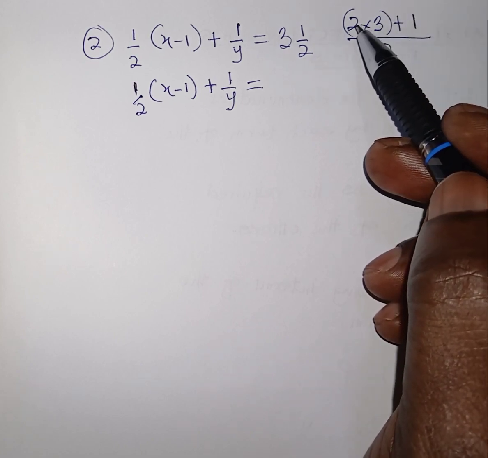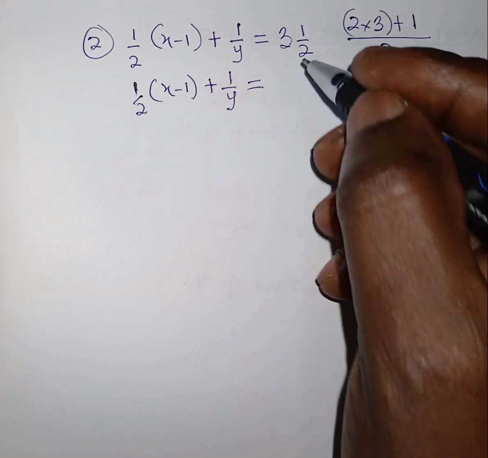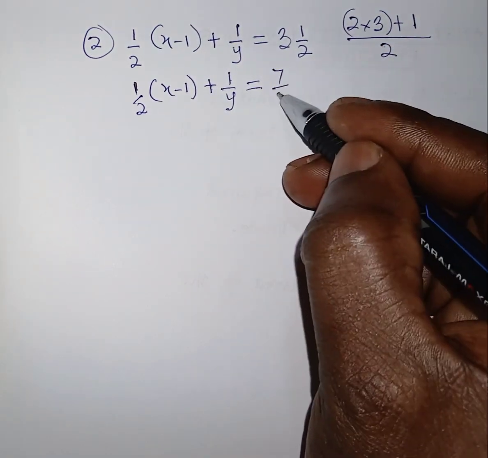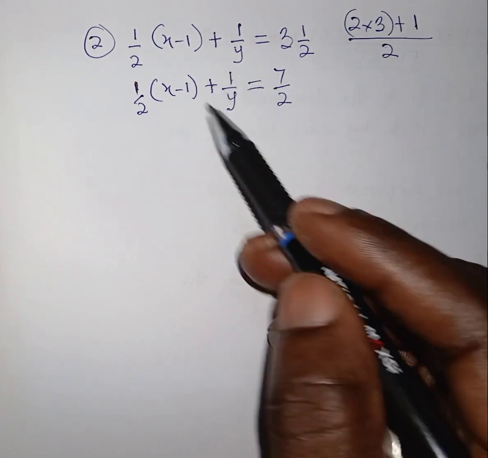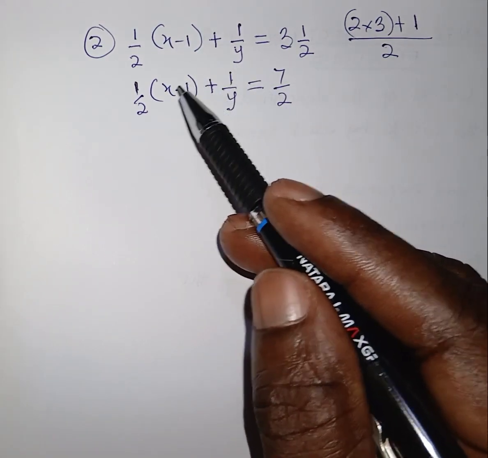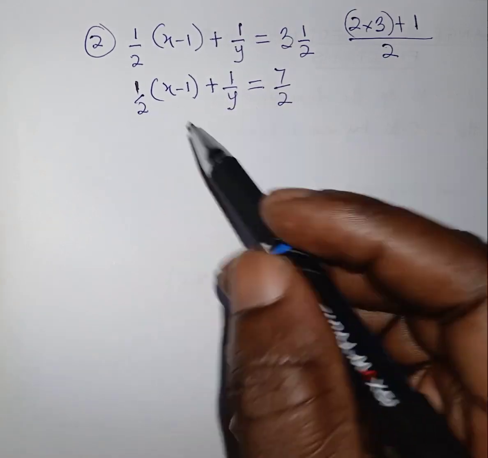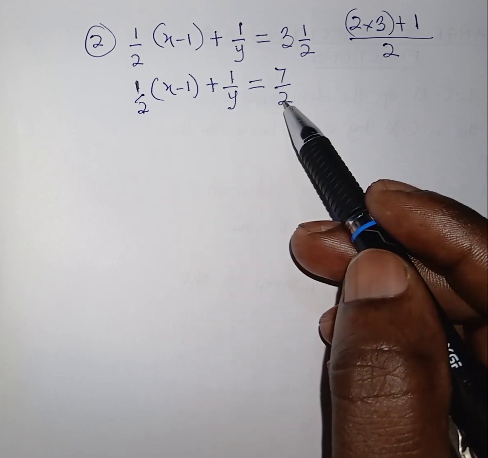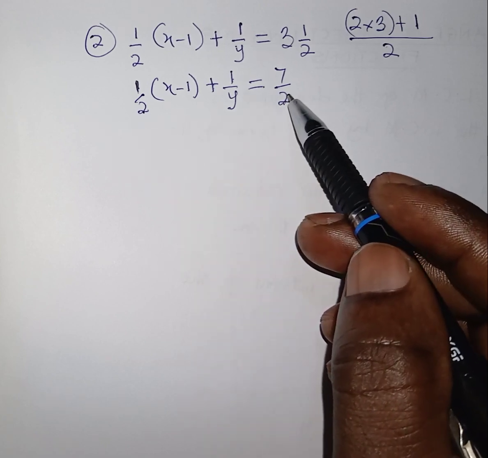If that is the case, then 2 times 3 gives us 6, plus 1 gives us 7, divided by 2. Good. So once you are able to change every mixed fraction to improper fraction, then you can go ahead and find your LCM. Looking at this one, you have 2 here, we have 2 here. So the 2 and 2 are common, okay? Because they are common, they are the same, so we can choose one of them.